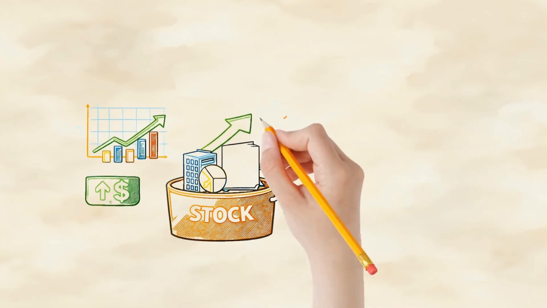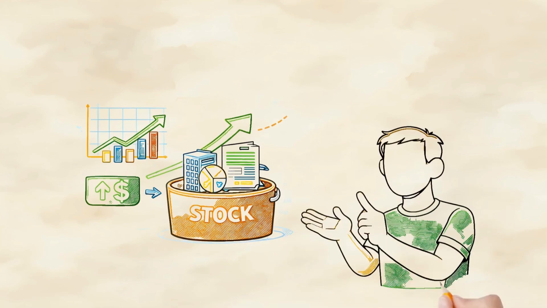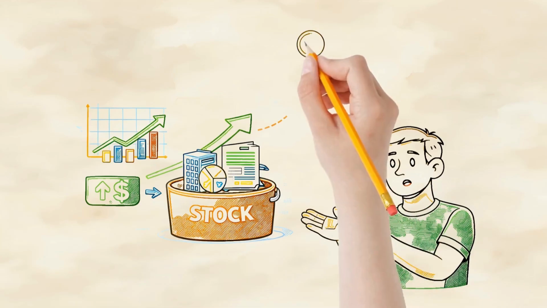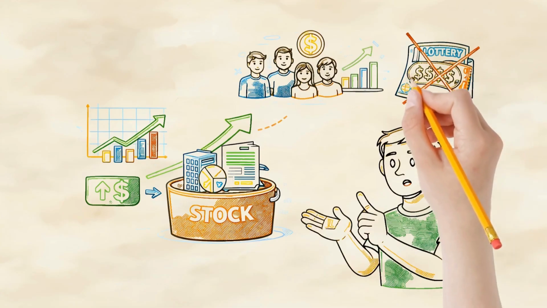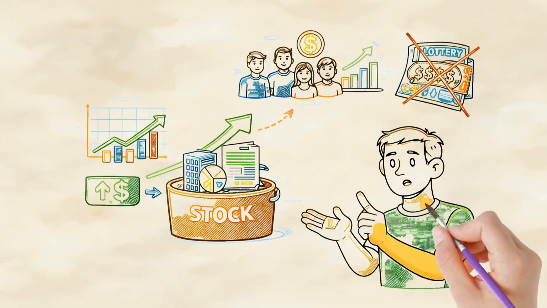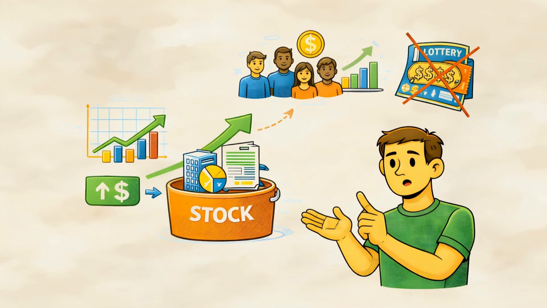First, stock. A stock is a tiny piece of ownership in a company. It matters because when the company does well over time, owners can benefit. Example, if the business grows, more people may want ownership, which can push the stock price up. Common mistake, treating a stock like a lottery ticket instead of ownership in a real business.